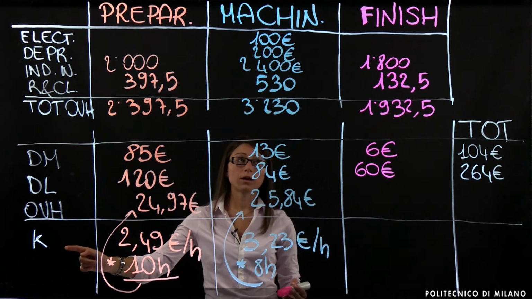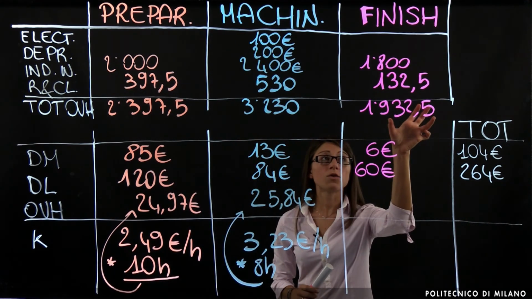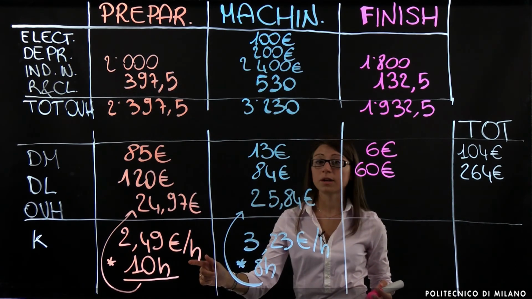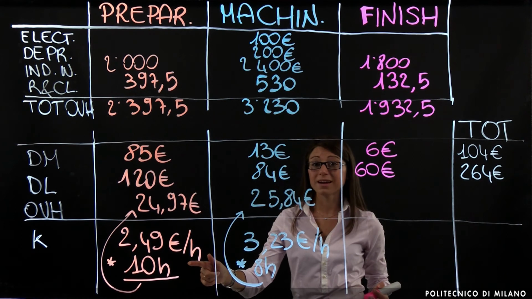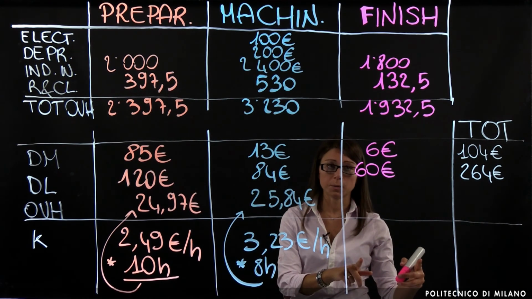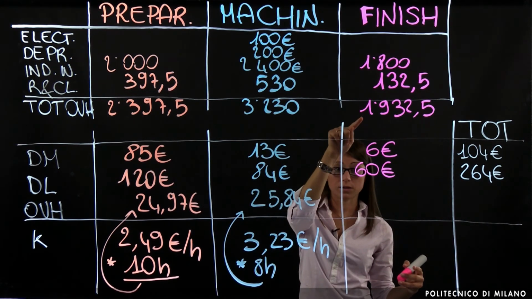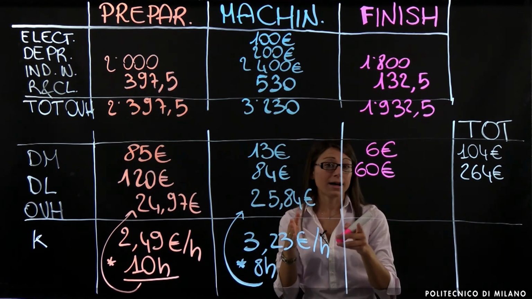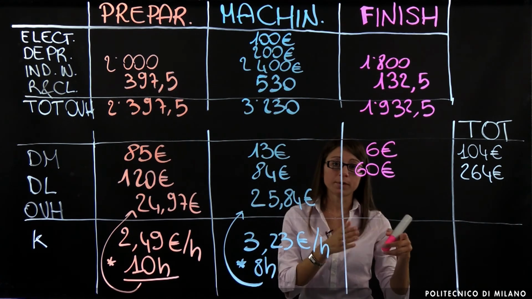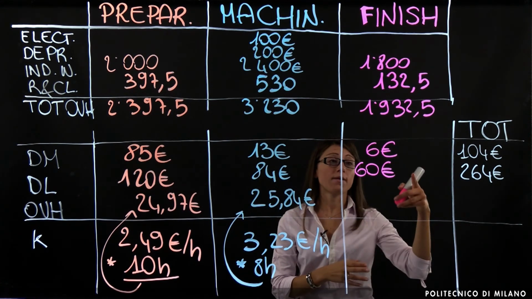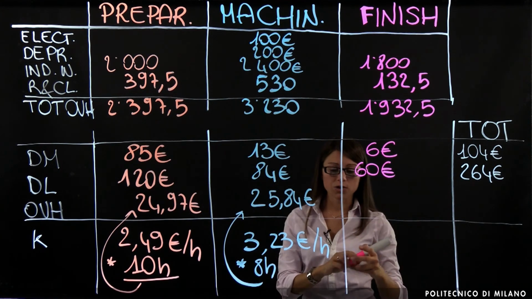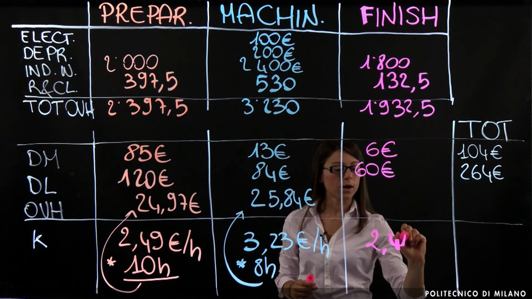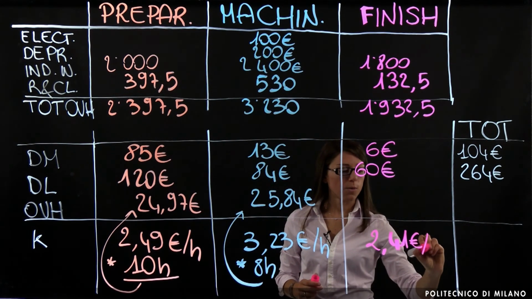So again, we need to calculate K. The approach is the same, the total overhead divided by the allocation basis. In this case, the allocation basis is the same that we had for the preparation department, so the direct labor hours overall within the finishing department. So if we divide the total overhead, so this value, by the total direct labor hours within the finishing department, which is 160 hours per each worker, multiplied by 5 workers that we have within the finishing department, this ratio provides an allocation coefficient K of 2.41 euros per hour.